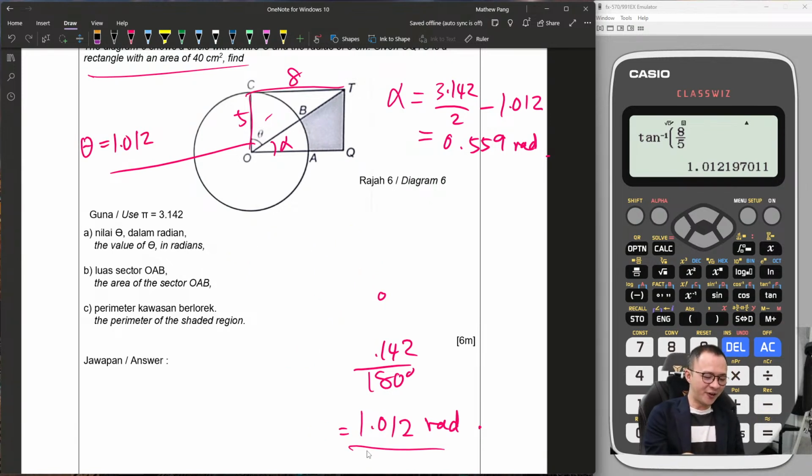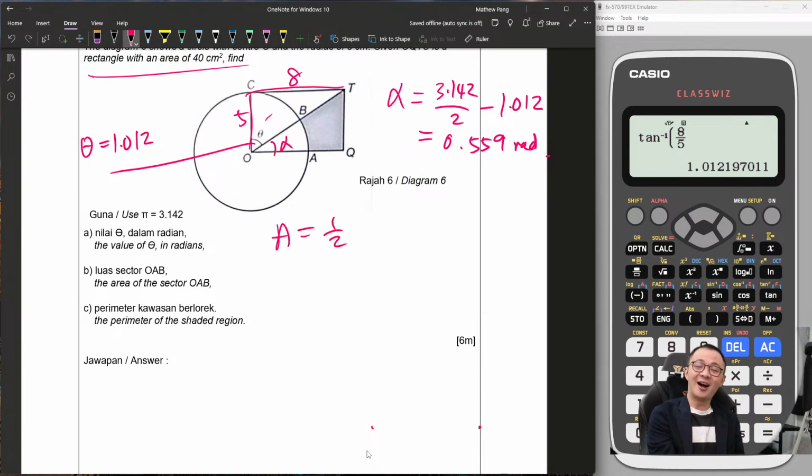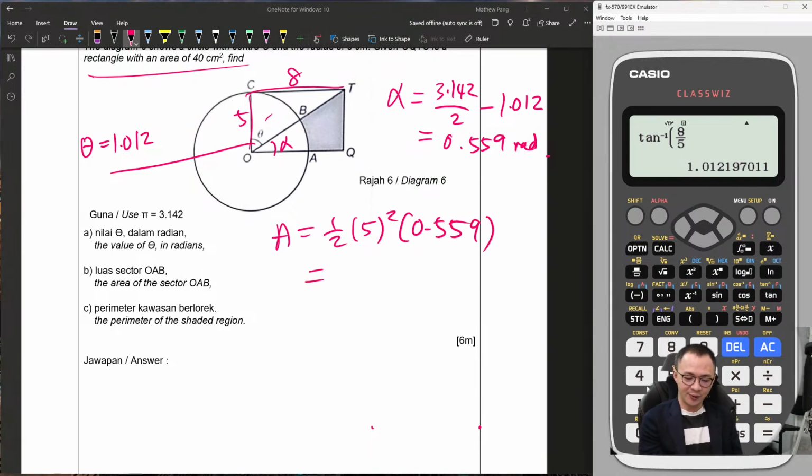Okay, then we want to find the area of the sector. The formula is half r squared theta. R is 5, squared, and theta is 0.559. So half times 5 squared times 0.559.